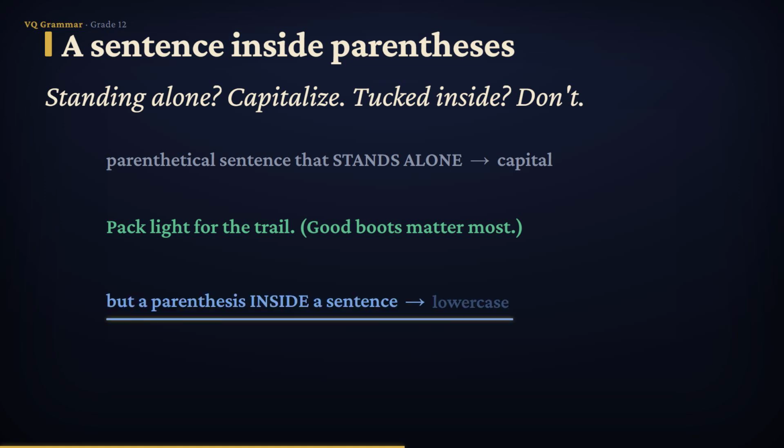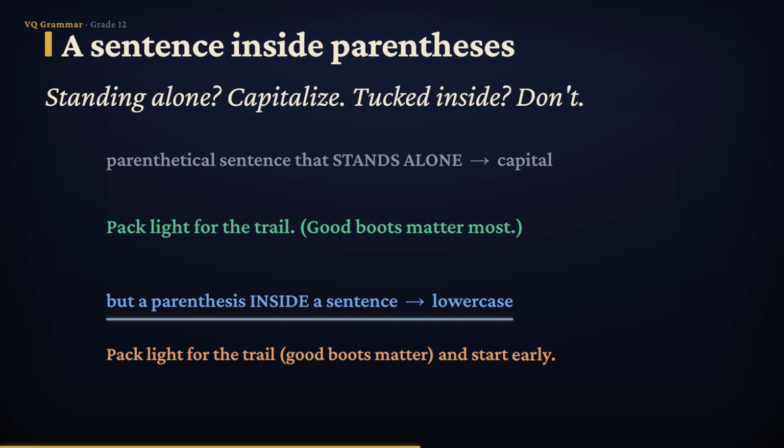But if the parentheses sit inside another sentence, doing their work in the middle of it, the first word stays lowercase and the period lands outside. Pack light for the trail, open paren, lowercase, good boots matter, close paren, and start early. There, the parenthetical is just a tucked-in aside, part of the larger sentence, so no capital.